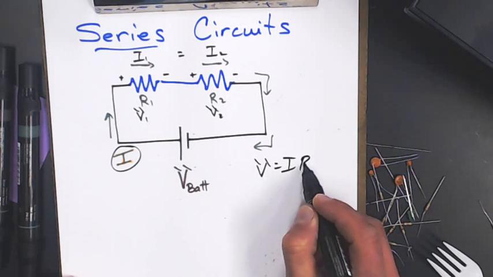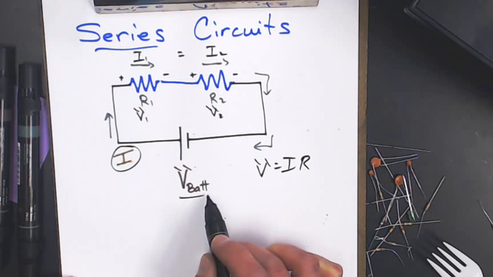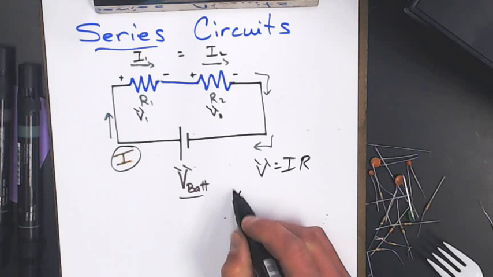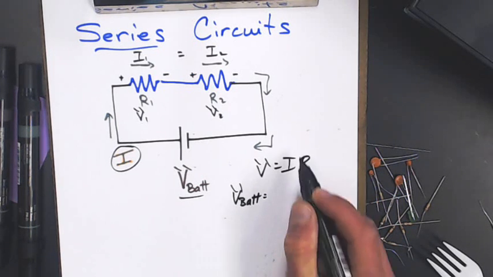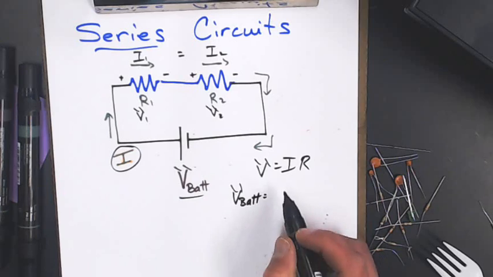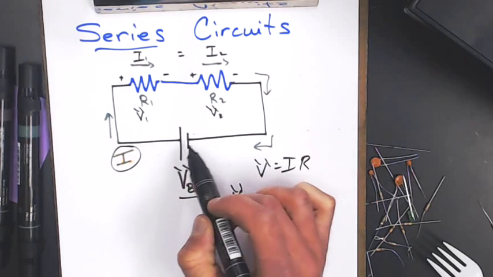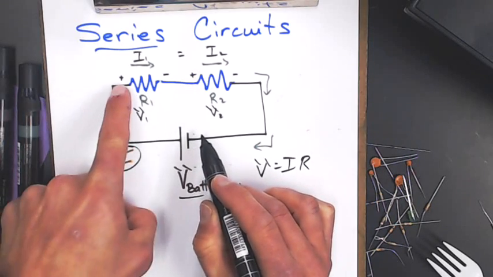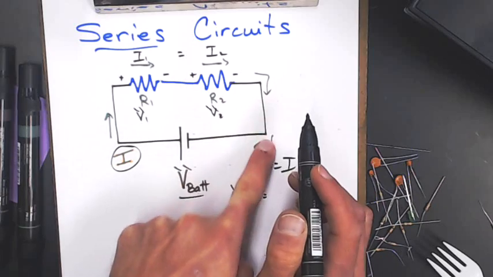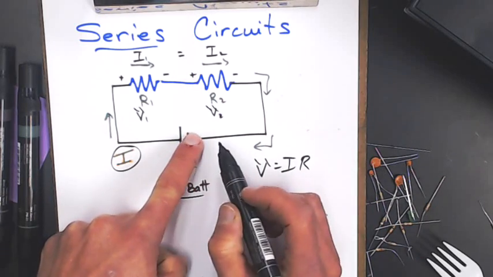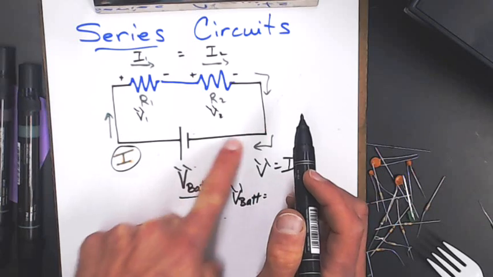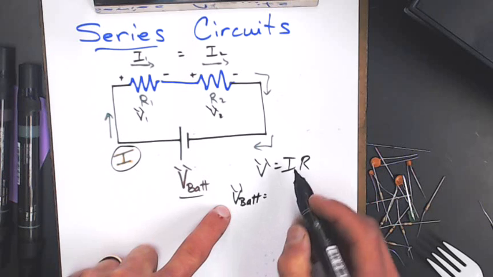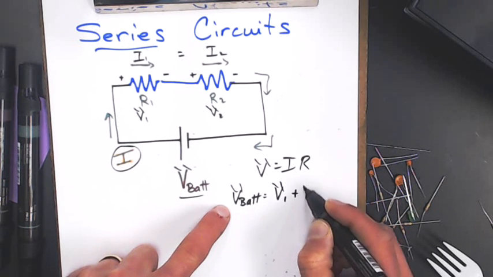V equals IR. I have a battery. This is V battery. As I move from this side of the battery to that side of the battery, I'm doing it in 2 steps. The first step is here, the second step is here. All of the energy has to go away. By conservation of energy, all of the energy has to be used up when I come back around. Then when I give it more energy, it falls back out again. So the V of the battery has to equal the V across 1 plus the V across 2.